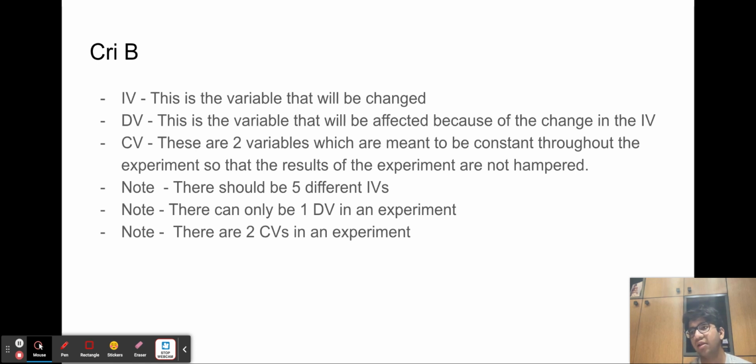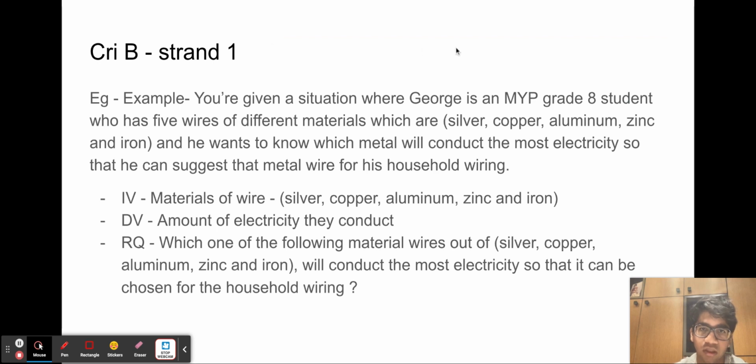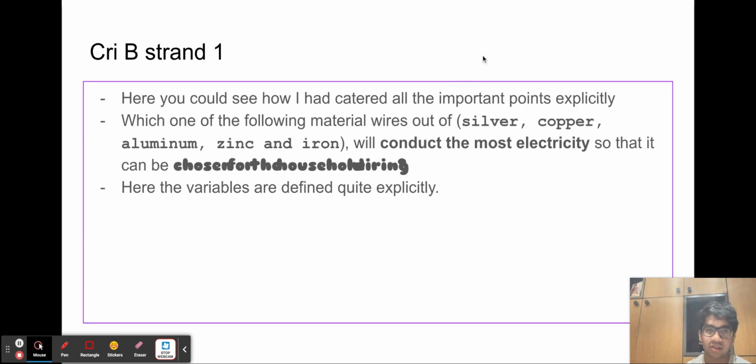For example, the length and the cross-sectional area of the wire are two CVs because they need to be constant here. Then the voltage that is provided, as discussed in the videos of electricity, V is equal to IR. This means that the voltage is directly proportional to the current, and hence here the voltage supplied should be constant. So these are 3 to 4 CVs that you can mention, although you have to only select two which are the most apt. So these are the answers.